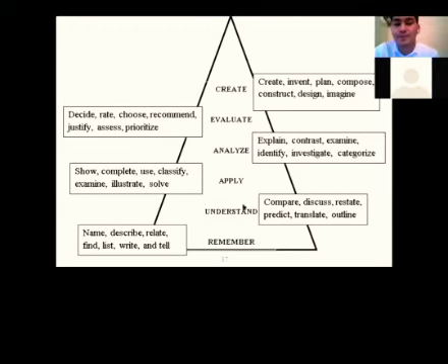And what is understand? Understand is to compare, to discuss, restate, predict, translate, outline. And apply: show, complete, use, classify, examine, illustrate, solve. And we have finished with the low order thinking. The first component of high order thinking is to analyze. Analyze means to explain, contrast, examine, identify, investigate, and categorize. So it is much more difficult than the low order thinking.